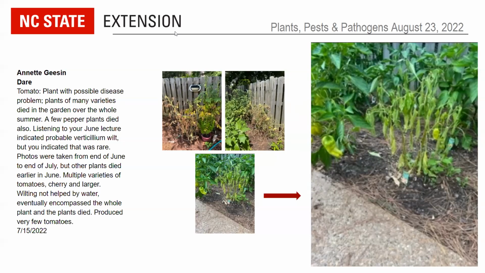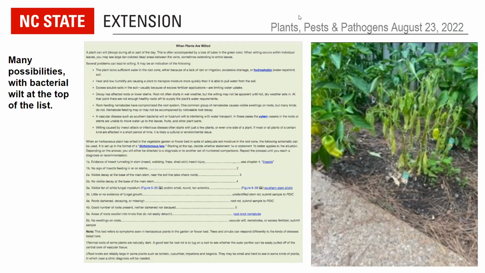So Matt, if you could go to the next slide here. I know this is unreadable on your screen, but in the North Carolina Extension Gardener Handbook, in the disease chapter, chapter 5, there's a sidebar called When Plants Are Wilted, that will take you through a diagnostic key of different possibilities for things in the vegetable garden or in the flower bed that are wilting. It won't always get you to an exact answer, but it helps narrow things down.